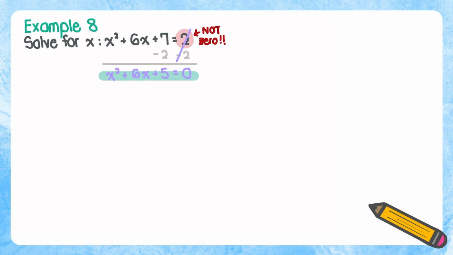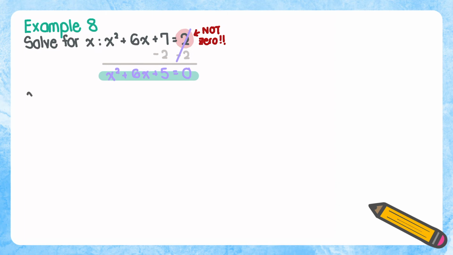So before you even start a problem, make sure it's set equal to 0 so that you can use the zero product property. If it's not set equal to 0, then think about how you can move the numbers around so that it's a polynomial expression equal to 0.